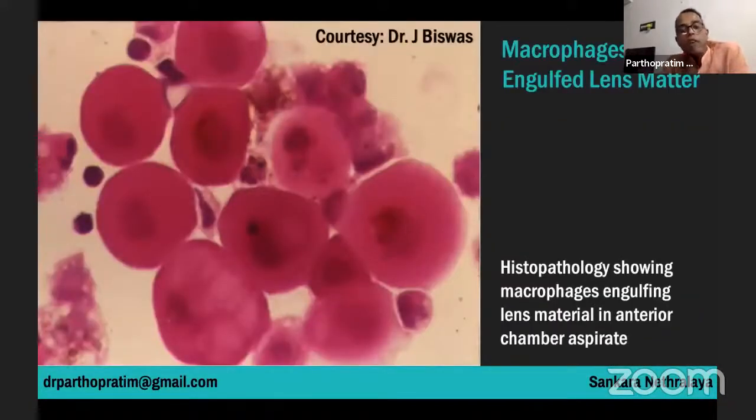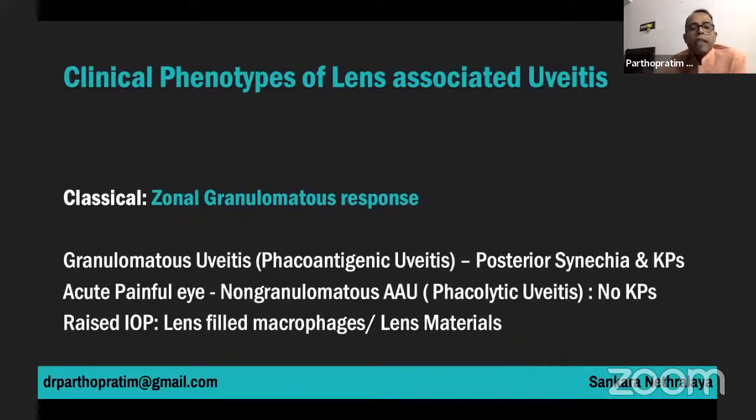So this is the photograph I have collected from Dr. J. Biswas. It's showing the macrophages engulfing the lens material in anterior chamber aspirate. Classically, any lens fragment or lens protein causes a zonal granulomatous response. In a practical scenario, it can be a granulomatous uveitis presenting with posterior synechiae and capsule, or it can be a non-granulomatous anterior uveitis presenting as a painful eye with no keratic precipitates.